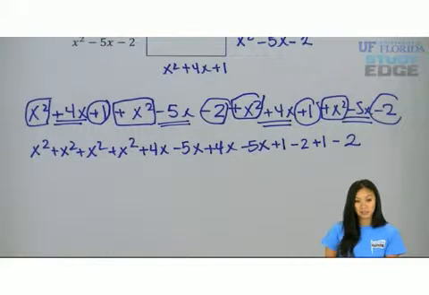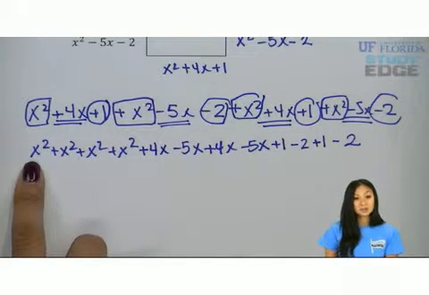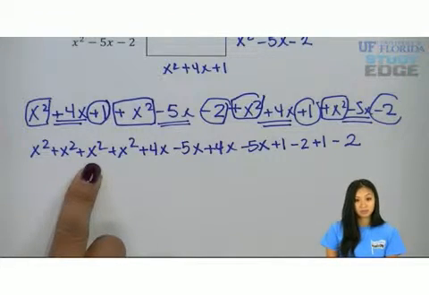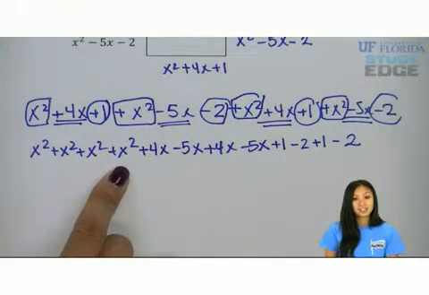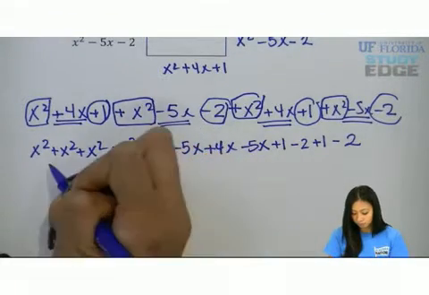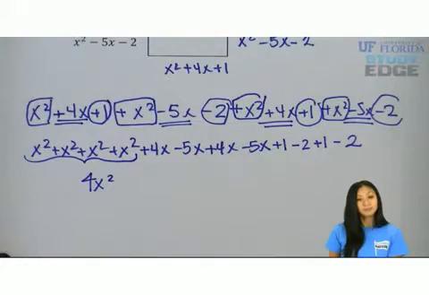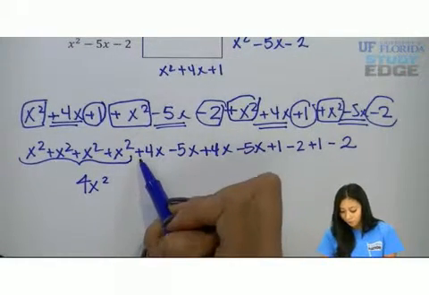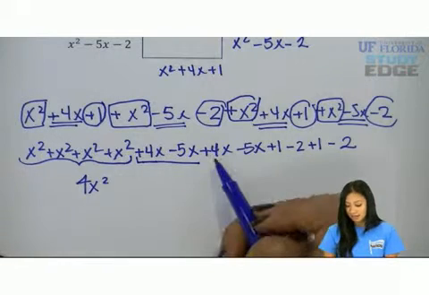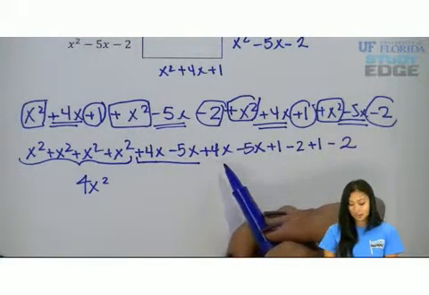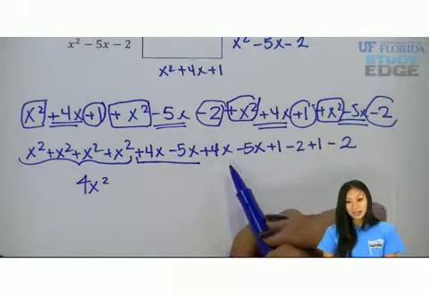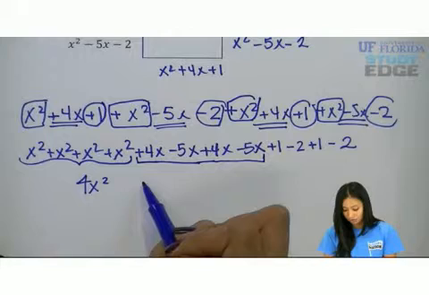Now, let's just do this one step at a time. 1x squared plus 1x squared is 2x squared. Plus 1x squared is 3x squared. Plus 1 more is 4x squared. So I have 4x squared in total. That's where I'm getting that. 4x minus 5x is negative 1x. Negative 1x plus 4x is 3x. 3x minus 5x is negative 2x.